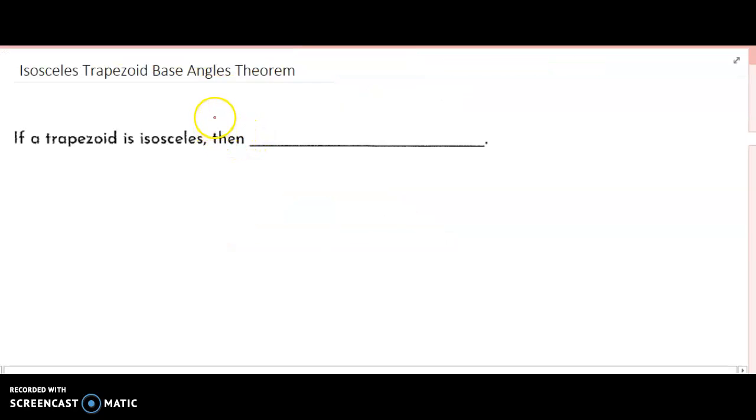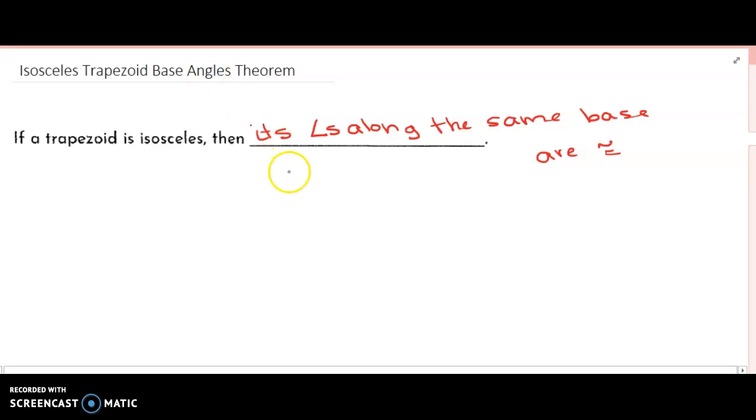All right, so we have the isosceles trapezoid base angles theorem. This theorem tells us that if a trapezoid is isosceles, then its angles along the same base are congruent. So if I have an isosceles trapezoid like that, this angle and this angle are congruent, and then this angle and this angle are congruent.